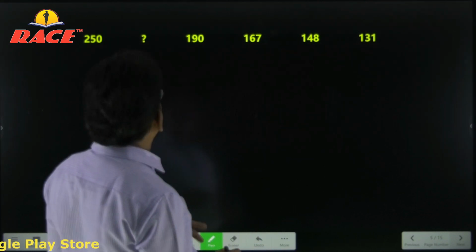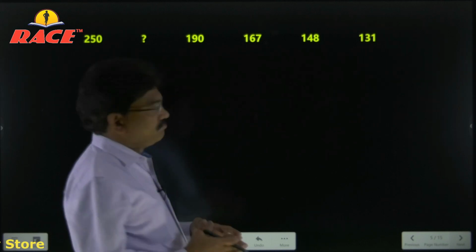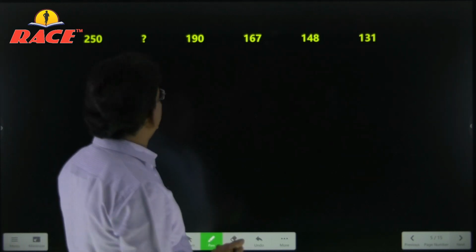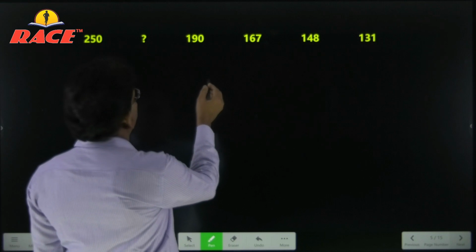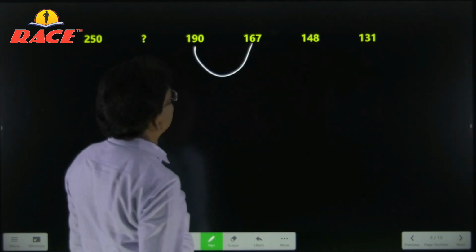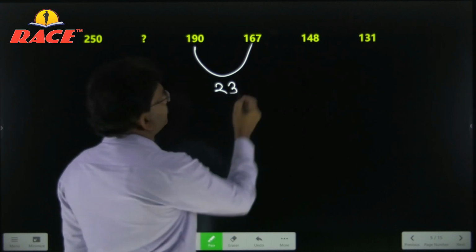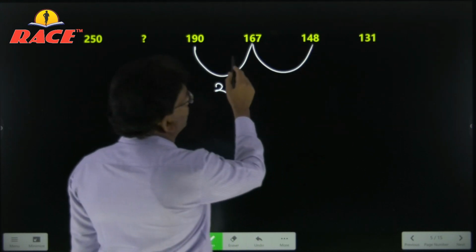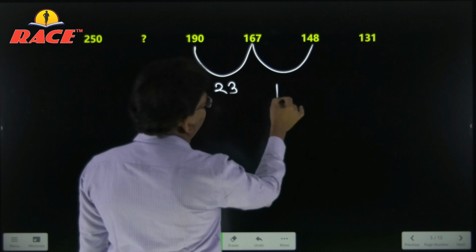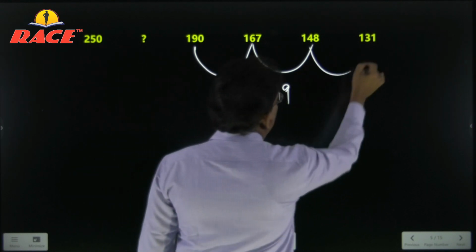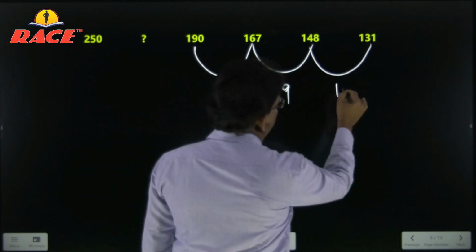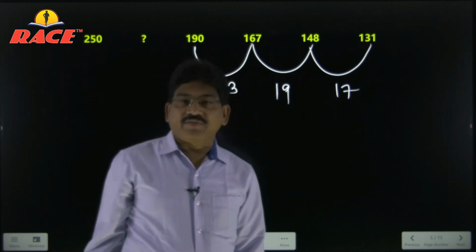Then see these numbers. The numbers here are also not very big, so I go for the difference. What is the difference? 190, 167: the difference is 23, decreasing. 167 and 148 is 19. 148 and 131 is 17. That's it. These are the three numbers available.